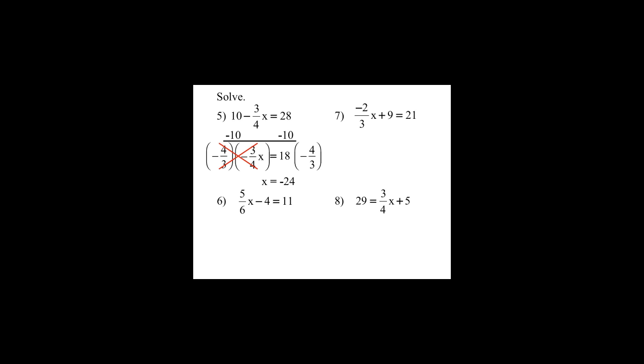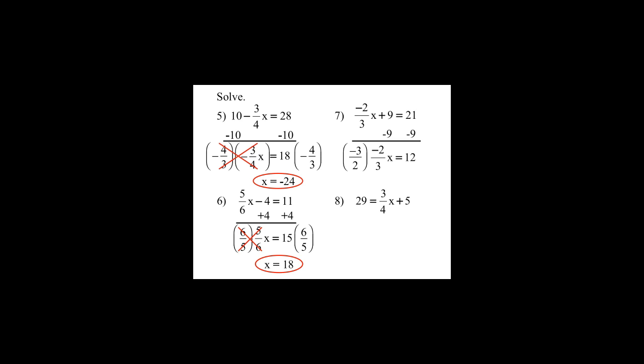All right, now check your work. Number 6, x is equal to 18. Number 7, x is equal to negative 18. Number 8, x is equal to 32. All right, so that was really kind of, I know it was half our lesson, but let's continue.